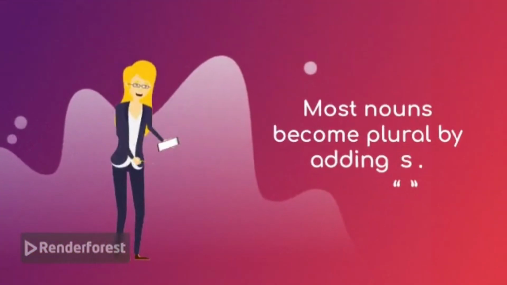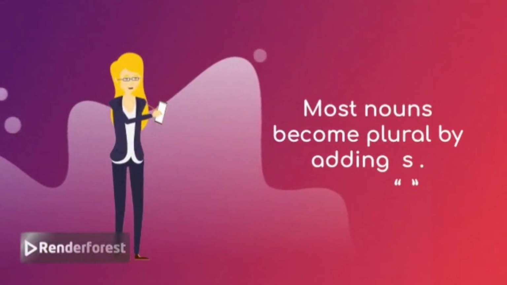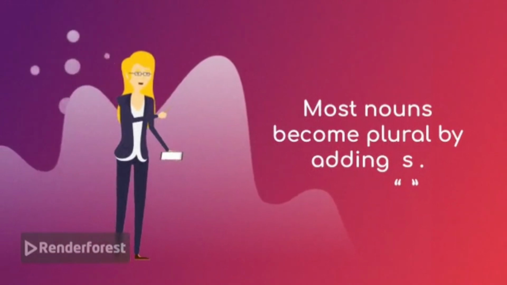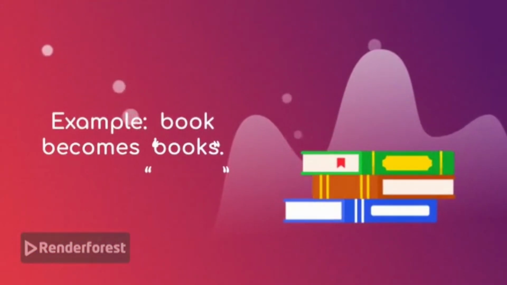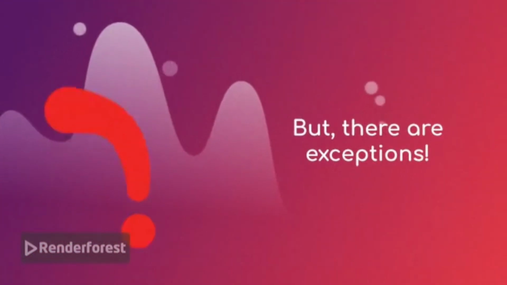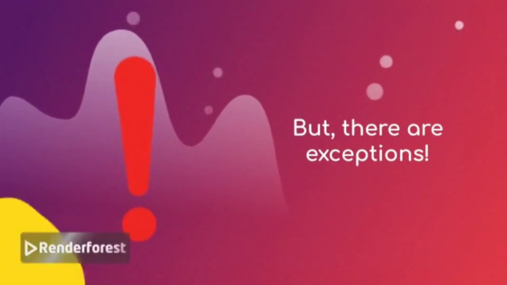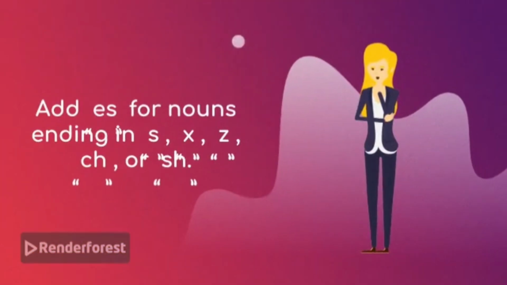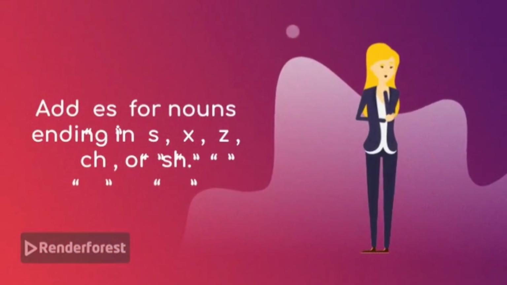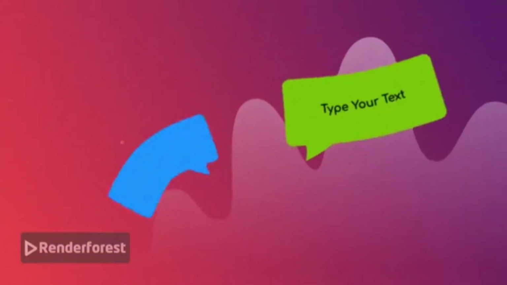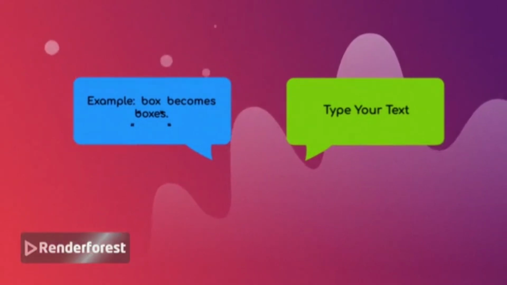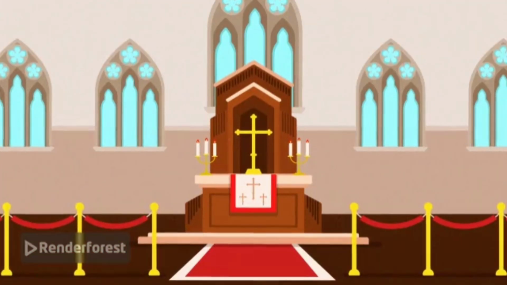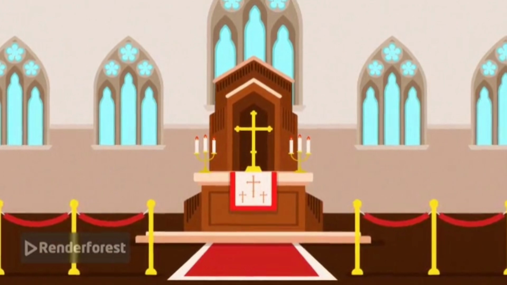Most nouns become plural by adding an S at the end. For example, book becomes books. But there are exceptions. If a noun ends in s, x, z, you add es. For instance, box becomes boxes. Another example is church, which becomes churches.